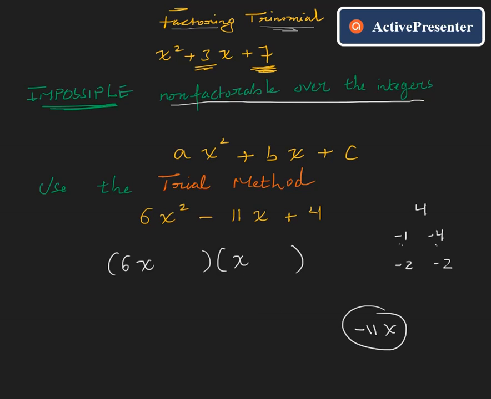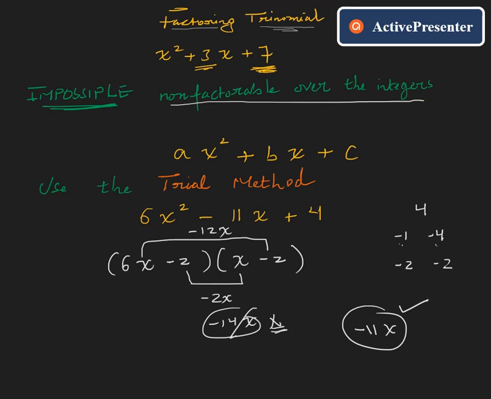Let's now check another number. If we say here -2 and here -2, the outer 6x multiplied by -2 is -12x. The inner -2 multiplied by x is -2x. If you add them together, you will get -14x, which is not what we want. It should be -11x for your factoring to be correct, so we are going to exclude them.